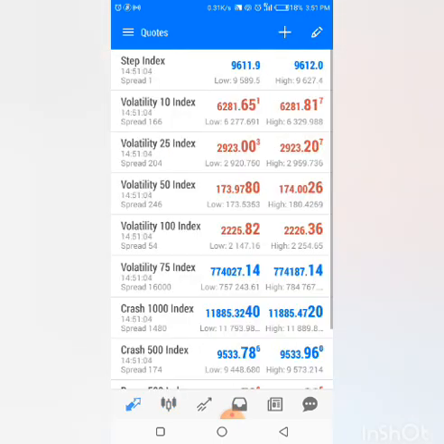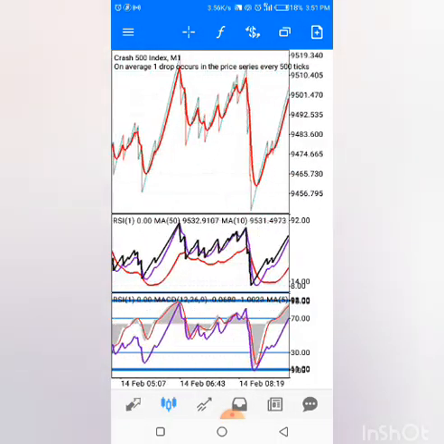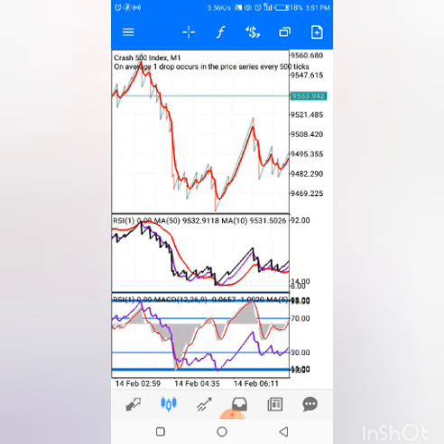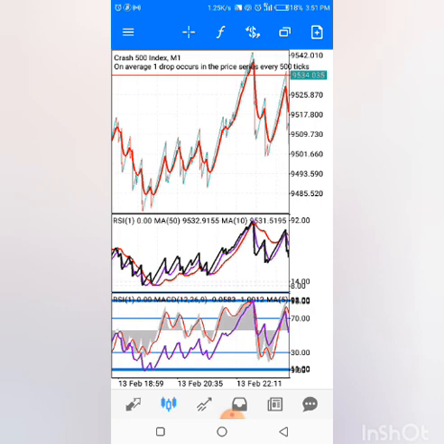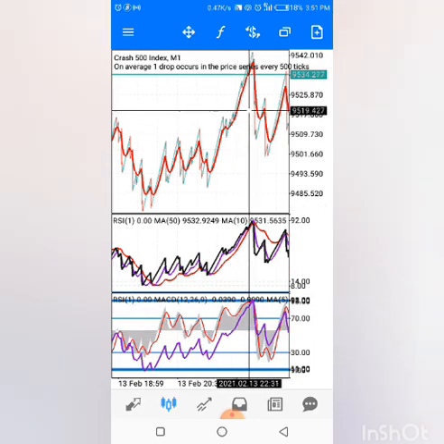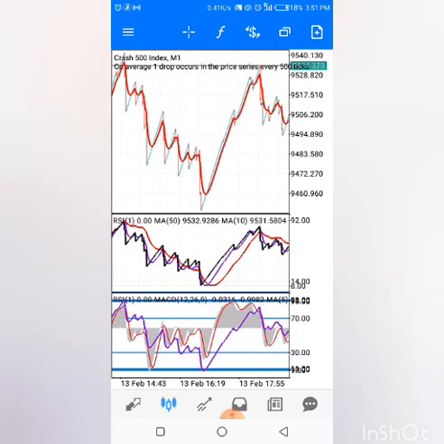Let's take Crash 500 and see what is happening. So this is Crash 500. So guys, you see what is happening here. All the moving averages are already at this zone, these 90 levels here. The red moving average and the purple moving average are already at this zone. The market spikes down. So that means it works in all: Boom 500, Crash 500, Boom 1000, Crash 1000.